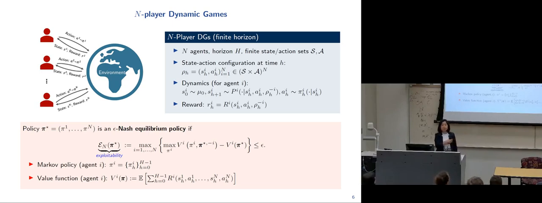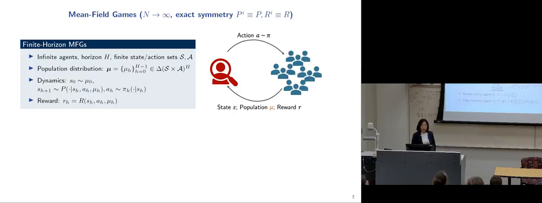So as I said, if the number of agents goes to infinity, and all agents basically follow the same state transition dynamics and rewards, this leads to the so-called mean field games. This is the infinite agent setting, where again I look at the horizon H, and at every time h, we can define the population distribution, which is basically the distribution over all the states and actions taken by all the agents.